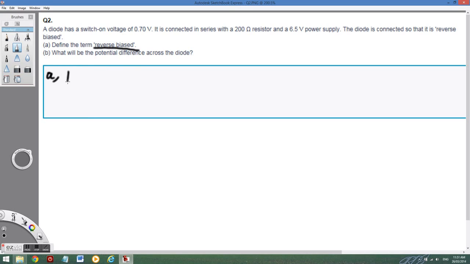Reverse biased basically means the diode is set up to make current flow in the reverse direction. That is, it only allows current to flow from the negative to the positive, in the reverse direction. So let's write it down.